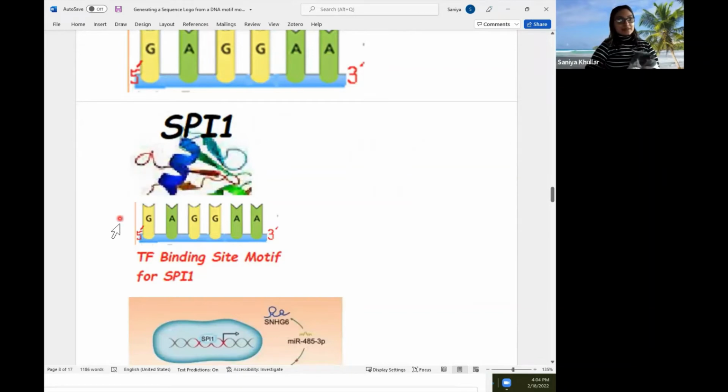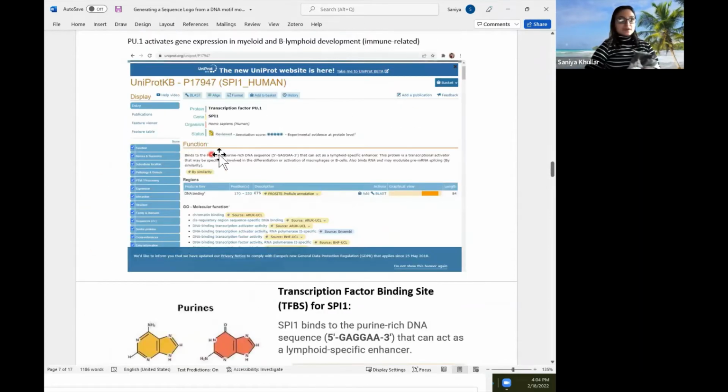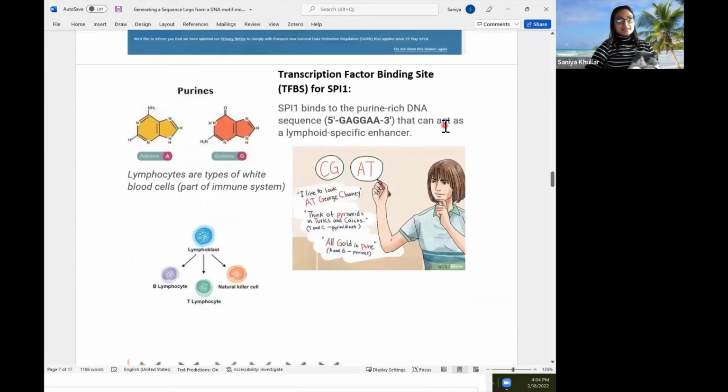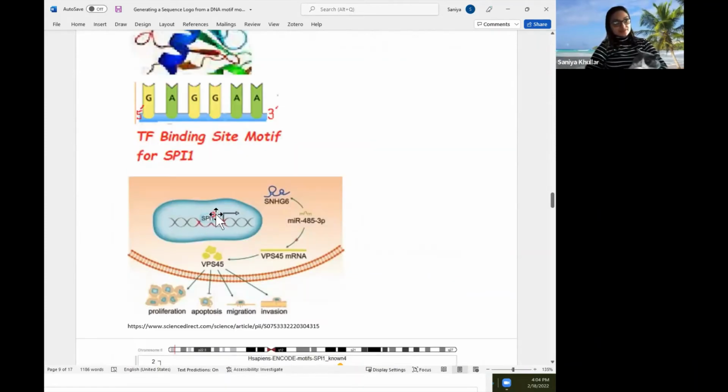So basically SPI1 has this TF binding site, this motif, GAGGAA. This is what it's likely to be. It binds to the sequence, a pretty highly likely sequence, as a transcription factor. We can call it SPI1, or we can also call it PU.1. It is super huge in Alzheimer's and other diseases. It's a really huge transcription factor.